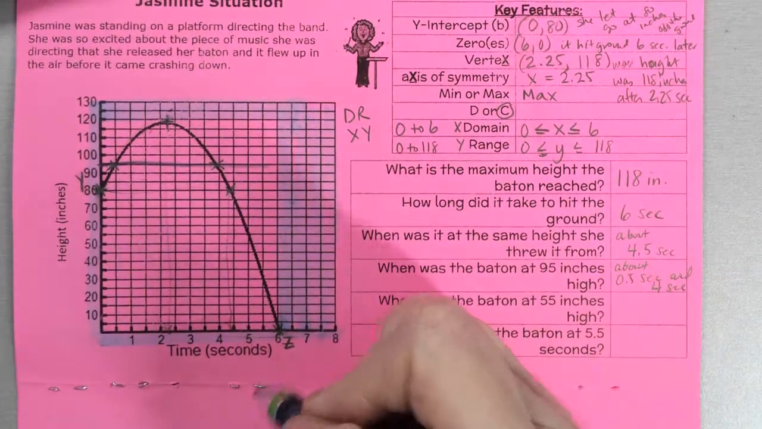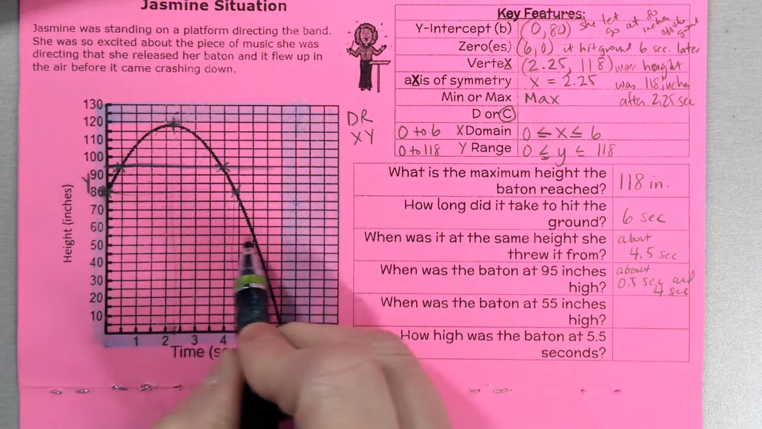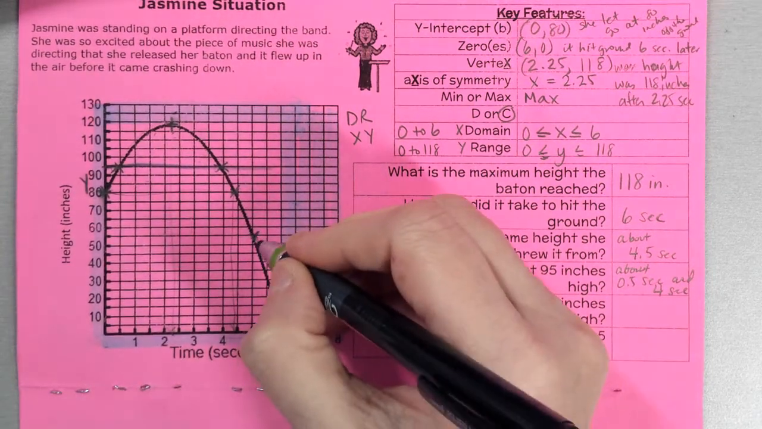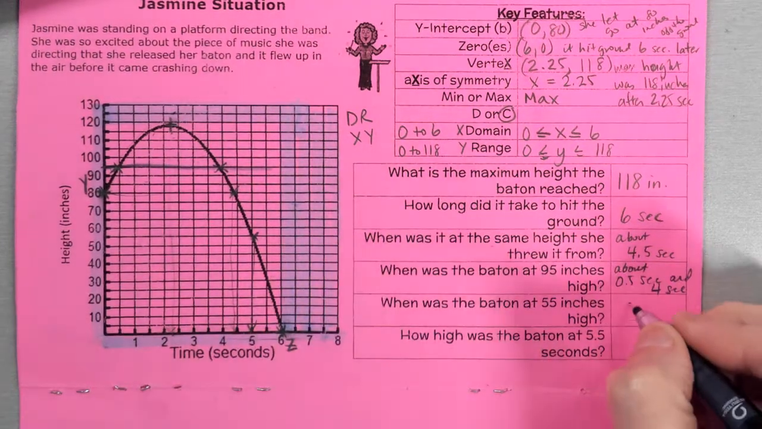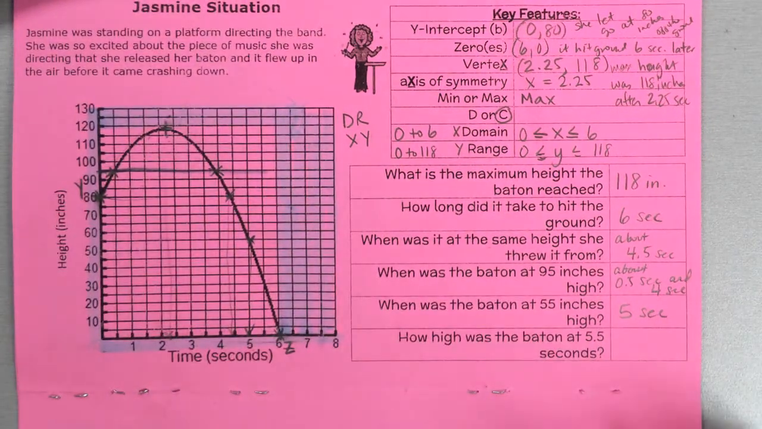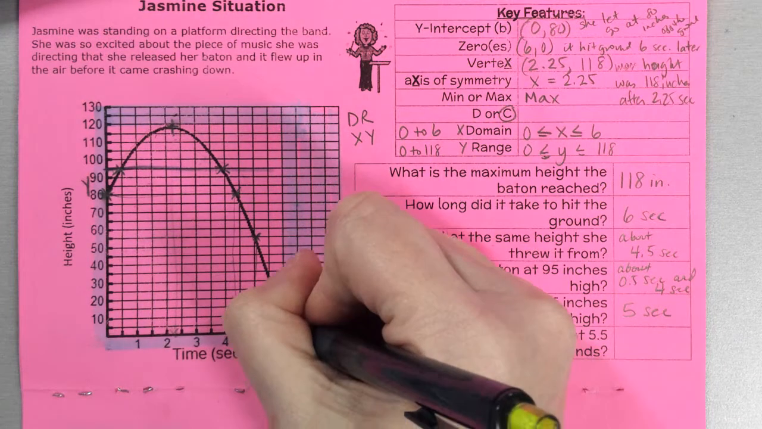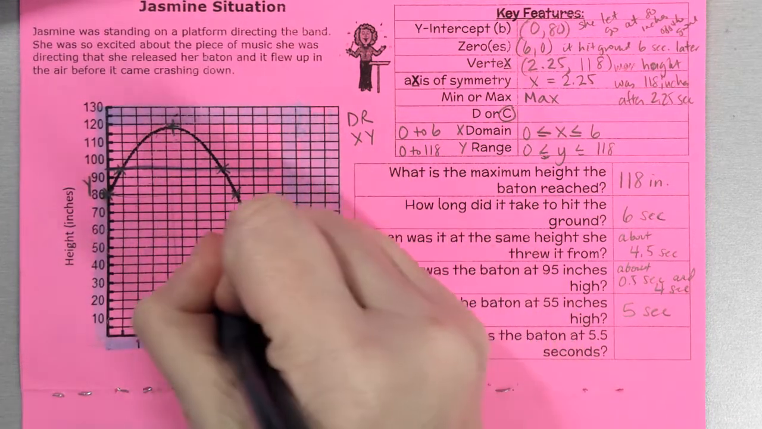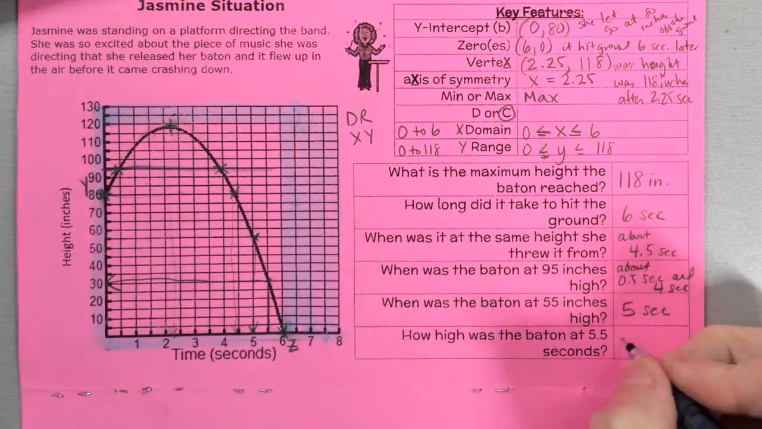Okay, when was the baton 55 inches high? Well, here's 55. That was about 5 seconds after it was thrown. How high was it at 5.5 seconds? About 30 inches.